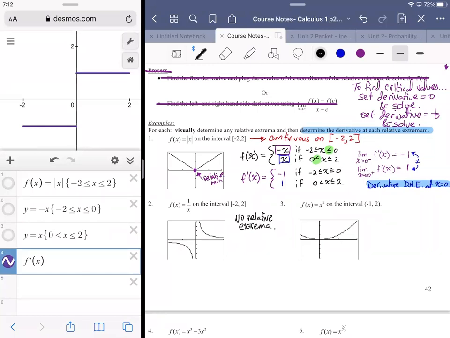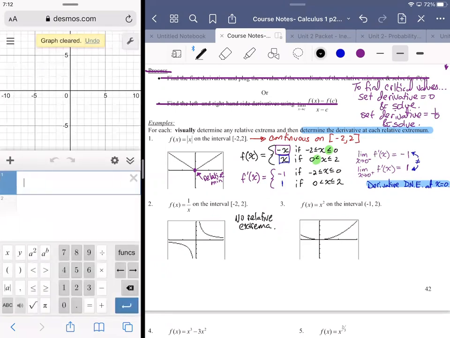No relative extrema, extrema being the plural of extremum. I don't see any of them. I don't see a point that's higher or lower than the points that immediately surround it. So you would think, well, there's nothing to do here. Well, there really isn't anything to do, because the instructions say to visually determine any relative extrema. I didn't find any. Then determine the derivative at each relative extremum. Well, there's nothing to do there. So that would be the end of it.